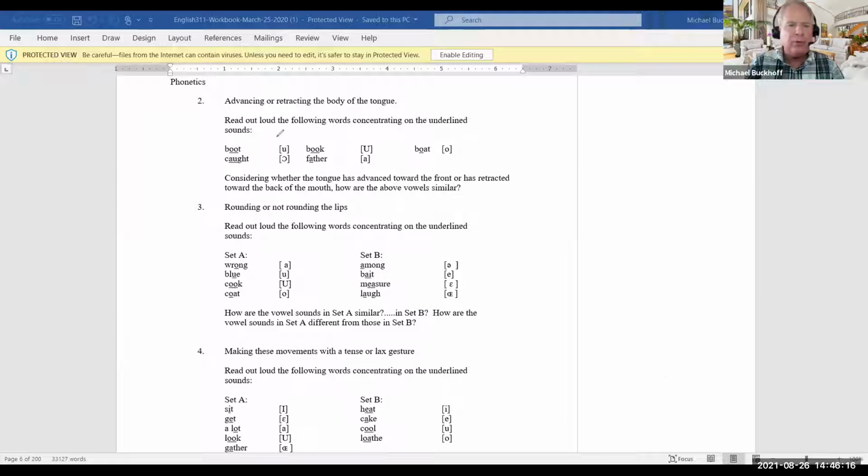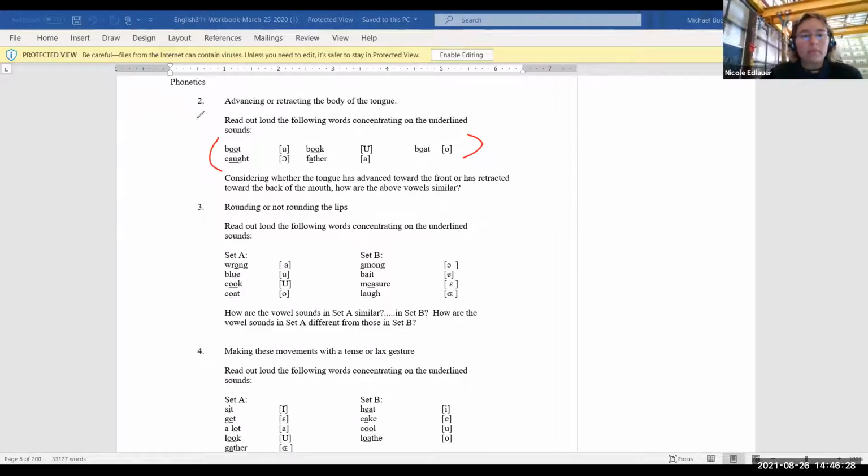So how about Nicole, you want to do me a favor? Read these right here. Again, if you need to, you can put a pen on your tongue, and you can kind of feel where it is. Okay, Nicole, go ahead. Boot, book, cot, father, and boat. Good. So ah, oh, right? In all these cases, you think the tongue's toward the front of the mouth or is it retracting more toward the back of the mouth when we produce these sounds? The back. That's it.